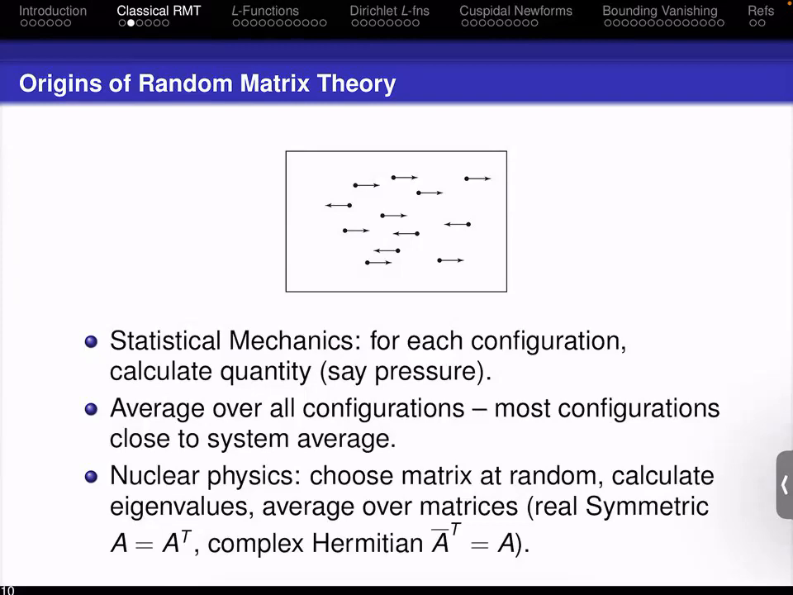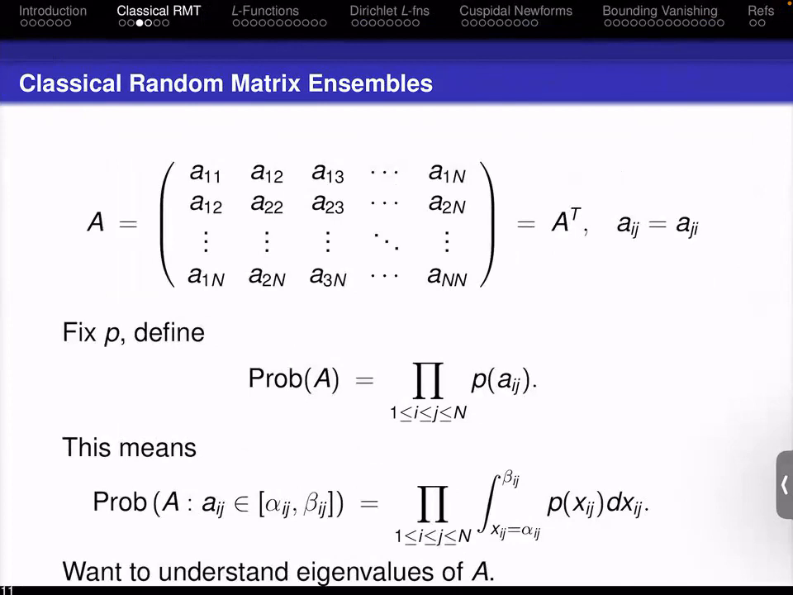And to be a little bit more explicit, the way the subject began is, let's say you look at real symmetric matrices and we'll choose the matrices so that the independent entries are drawn from, say, a fixed probability distribution. So the probability we choose the matrix A would be just the product of the probabilities of the independent entries, or just more explicitly, the probability I have a matrix A where Aij is in a given interval would just be the integral of the probability density in that range, and then just take the product over all of them. And we want to understand the eigenvalues of A.